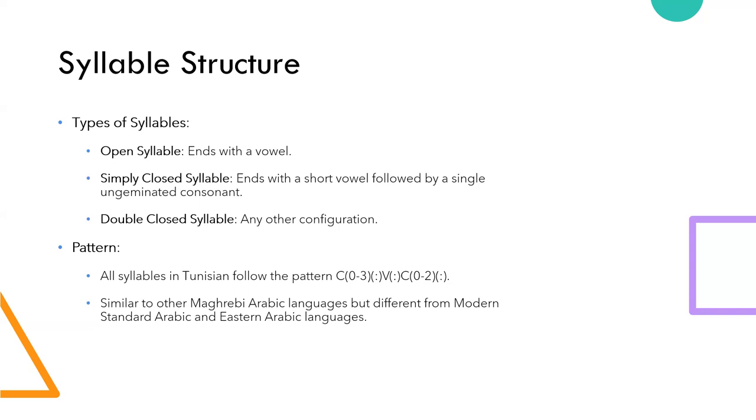Concerning the syllable structures of Tunisian, we have three types of syllables. We have the open syllable that ends with a vowel. We have a simply closed syllable that ends with a short vowel followed by a single consonant or geminated consonant. And there is the double closed syllable, which is any other configuration. The pattern of the syllables in Tunisian Arabic is mainly 0 to 3 consonants, followed by a vowel, followed by 0 to 2 consonants.